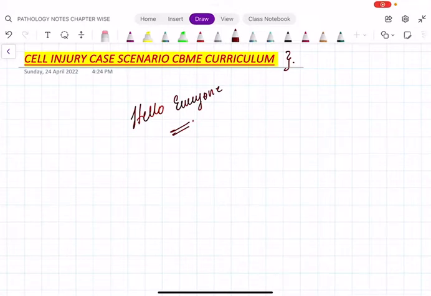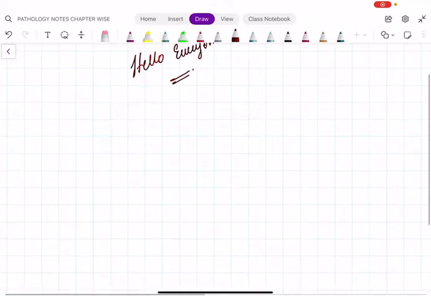Of course, rather than asking you to explain in detail about coagulative necrosis, they will give you a history of myocardial infarction. They will ask you what is the diagnosis. Then they will ask you what is the morphological pattern of necrosis. Explain about them. This is how they are going to ask. I am going to discuss some case scenarios which may come. Each chapter we will be discussing like this. Let us start from the cell injury chapter.